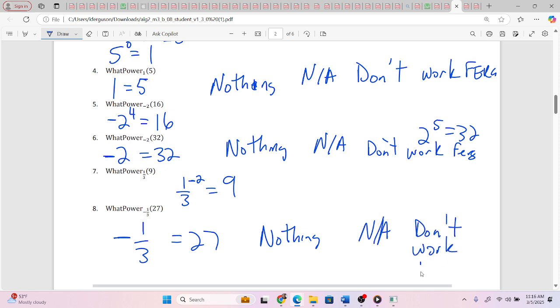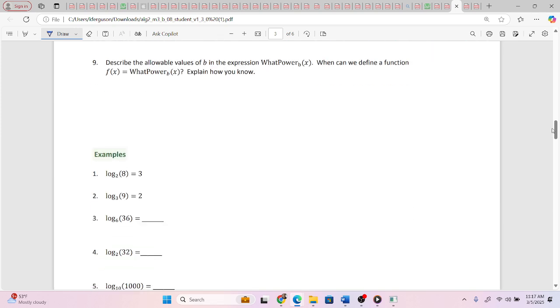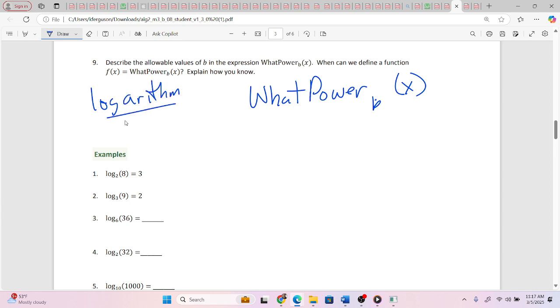Now, before you get up, have a seat. Does everybody see what example 1 says? Where's what the power at? It ain't there, because this is what's going on. We said what power of b is x. That's actually what a logarithm does. A logarithm. And so that's what we were practicing, even though we were calling it something else.